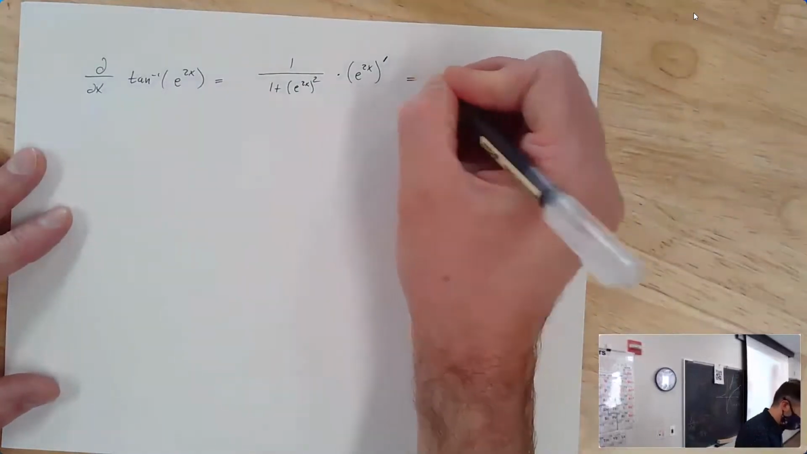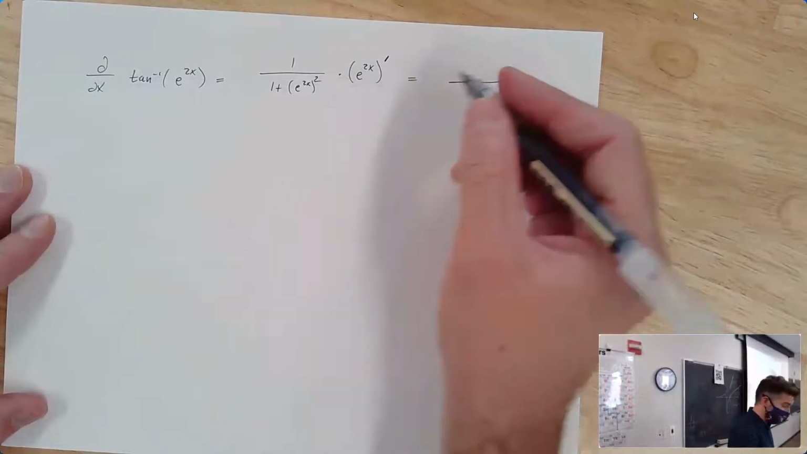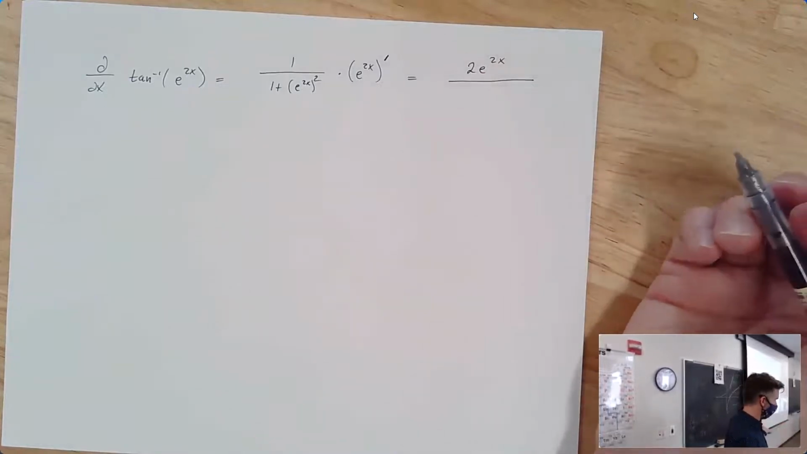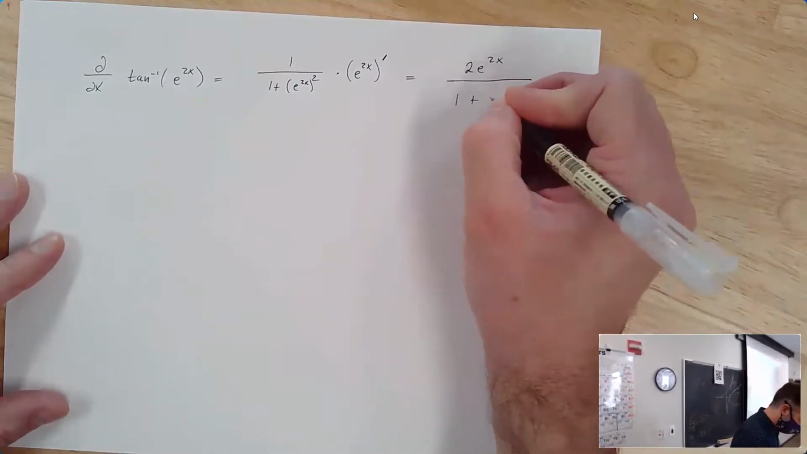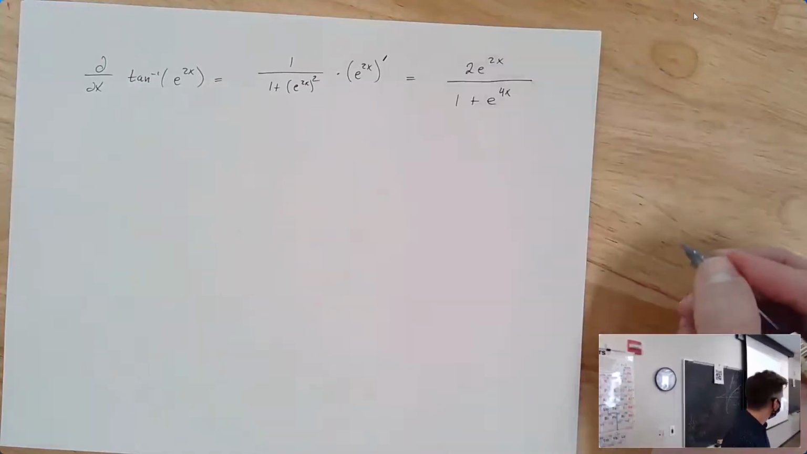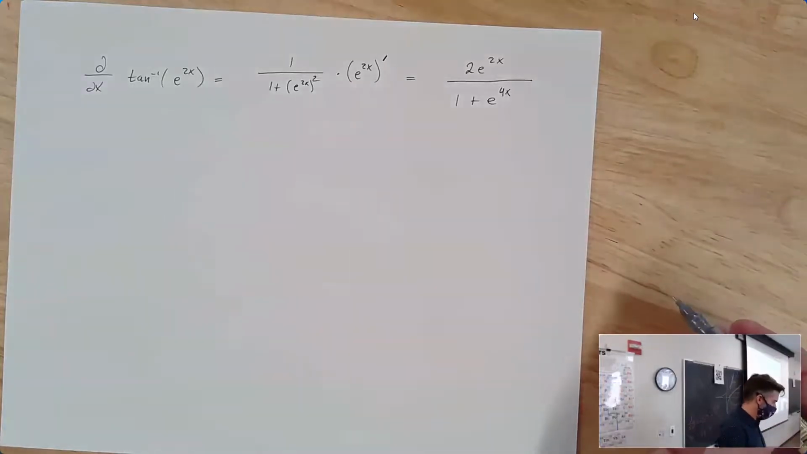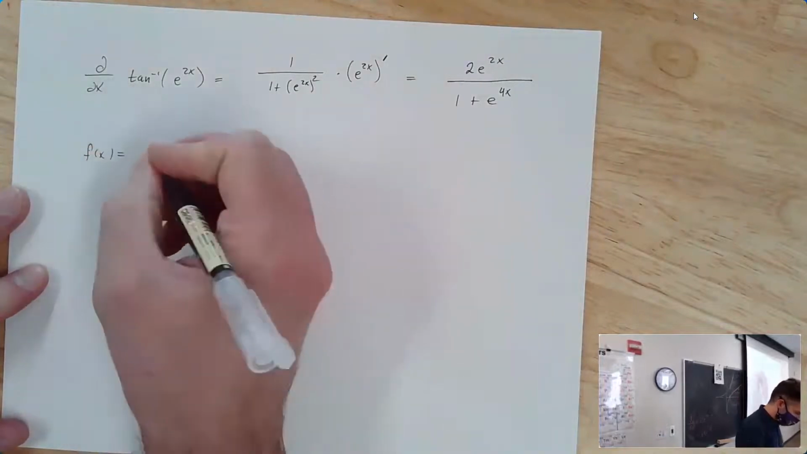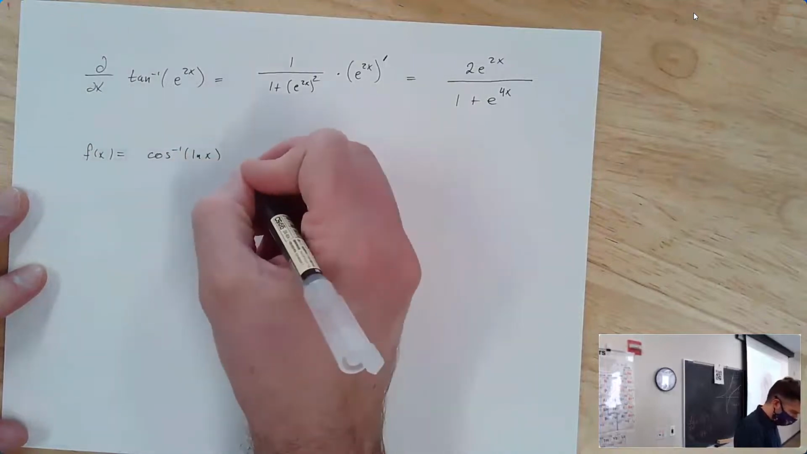So what's the derivative of e to the 2x? It's e to the 2x times the derivative of the 2x, which is 2e to the 2x. And then on the bottom, I could simplify 1 plus e to the 2x squared as just 1 plus e to the 4x. Either way, totally fine. Or we could ask for f of x equal to the inverse cosine of the natural log of x.